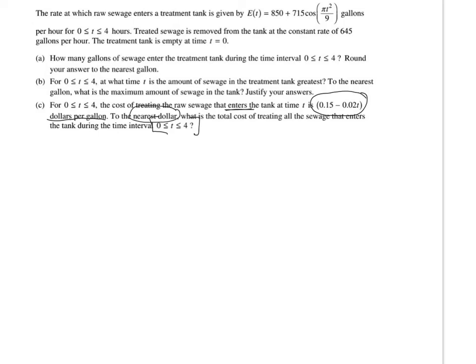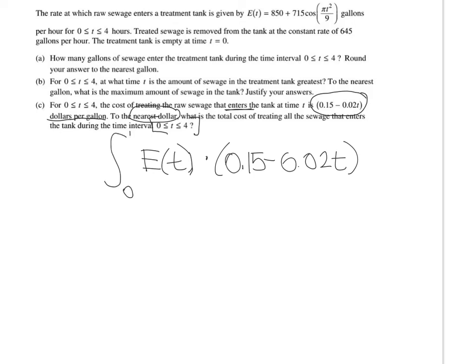So what I'm going to do is take the rate at which it's coming in, which is E of t, and I'm sorry, I don't need to put the dt there because I'm going to put that at the end of the integral. My apologies. So I'm going to take the rate at which it's entering multiplied by the cost per gallon, 0.1 plus 0.02 t. Now when I take the integral of this, then I would find the total cost. So I'm going to take the integral from 0 to 4 of this integrand.